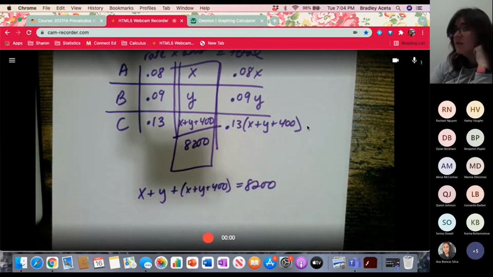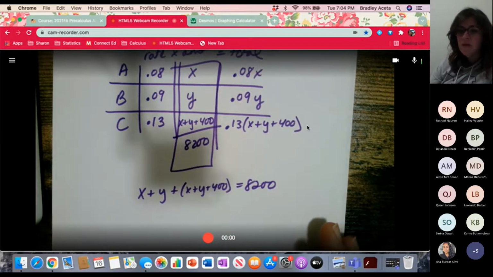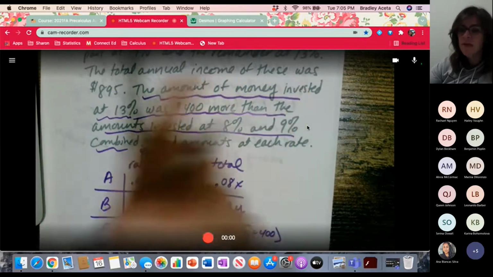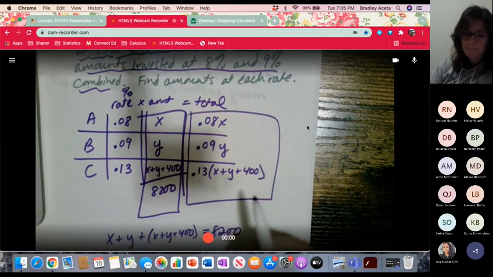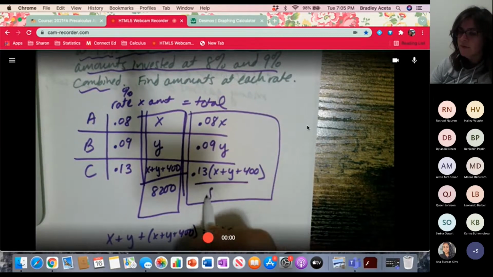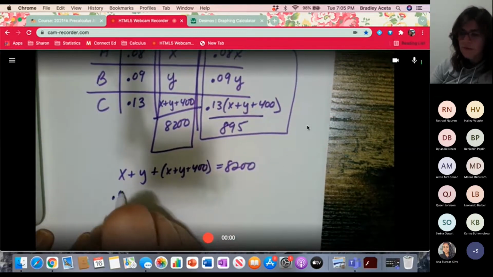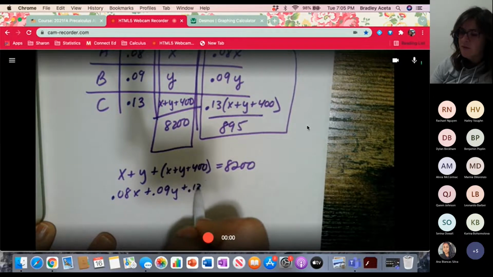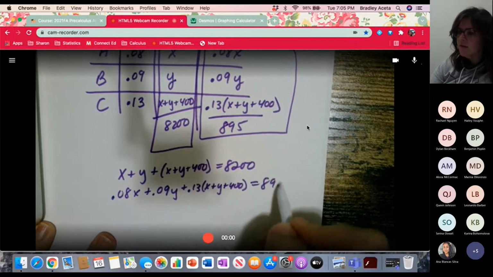That's your first equation. Your second equation deals with the extra income that they made. Well, it says the total annual income of these was $895. So this total right here was $895. So 0.08x plus 0.09y plus 0.13 times (x plus y plus 400) equals $895.